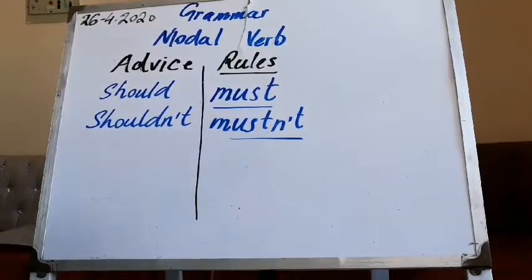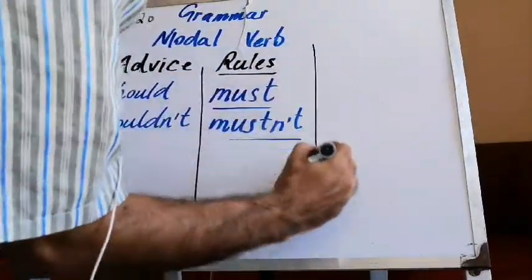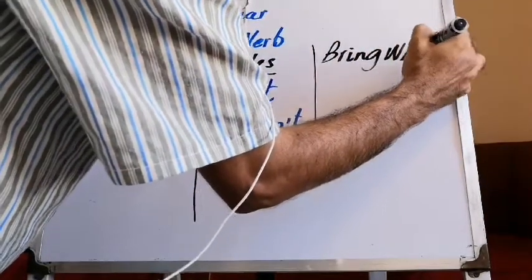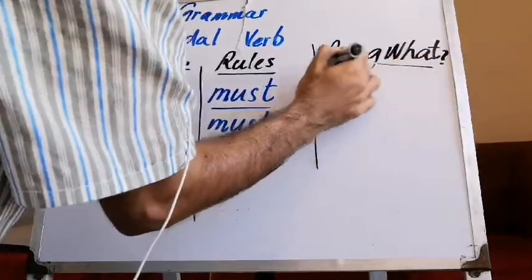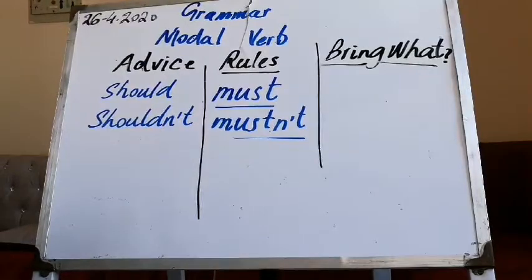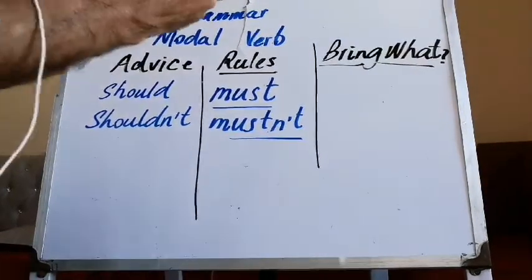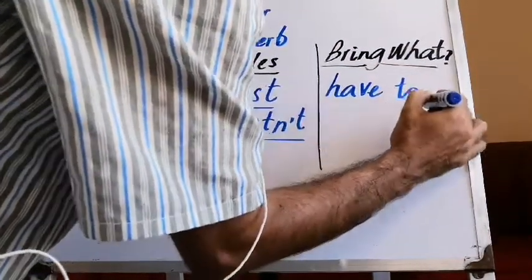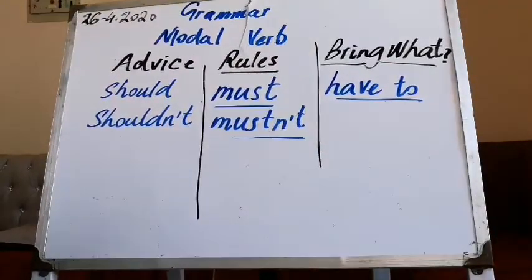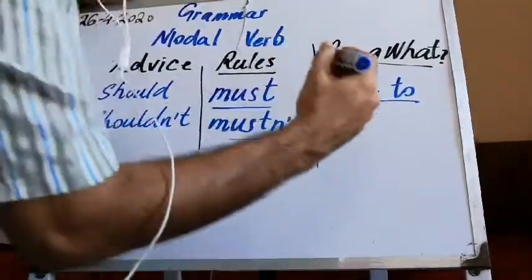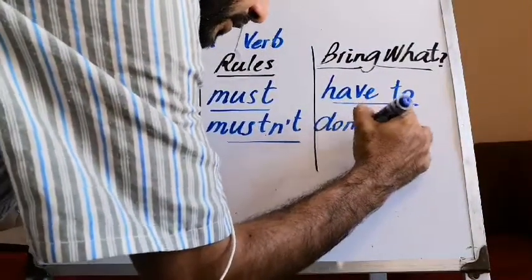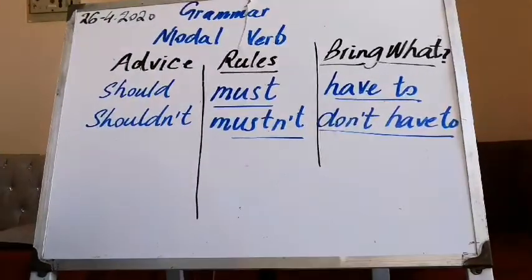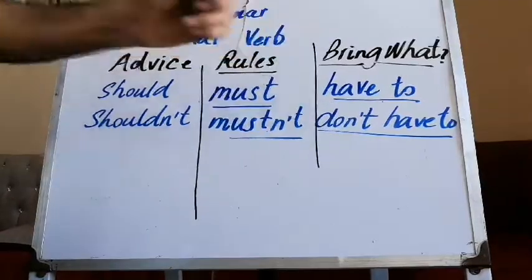The third category is when you go for a picnic and something is necessary to bring, or in other situations also, when something is necessary, we use the words have to. For example, if we are going to a picnic, we say you have to bring food, you have to bring your drinks. Sometimes we say you don't have to. For things which are not necessary, we say we don't have to.